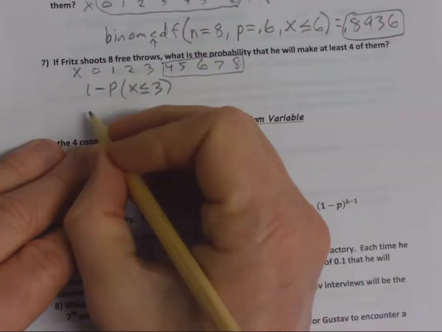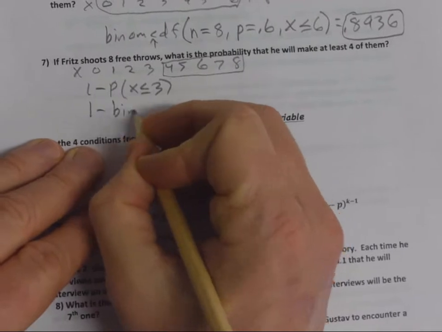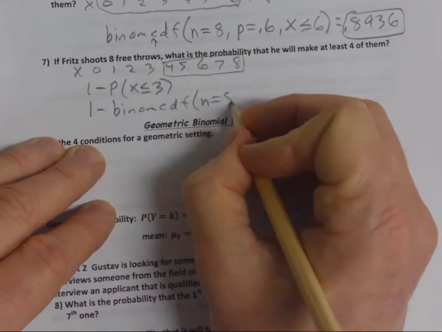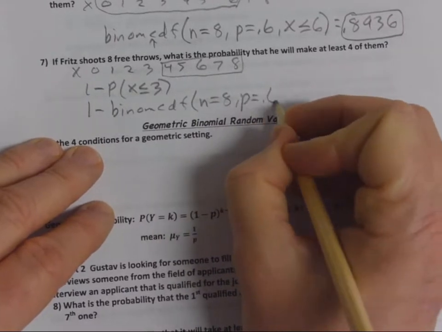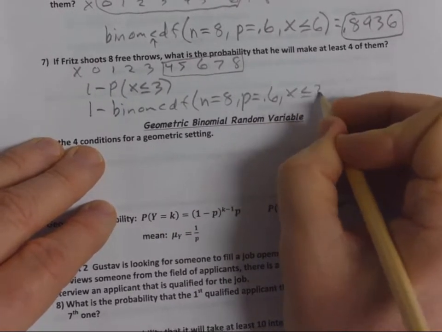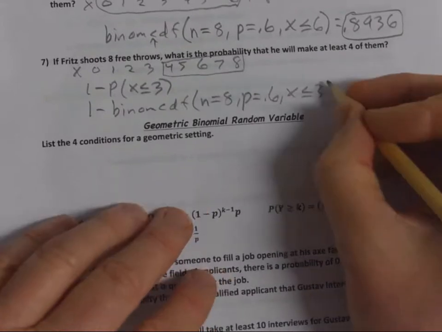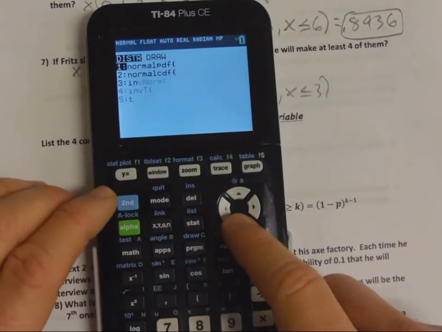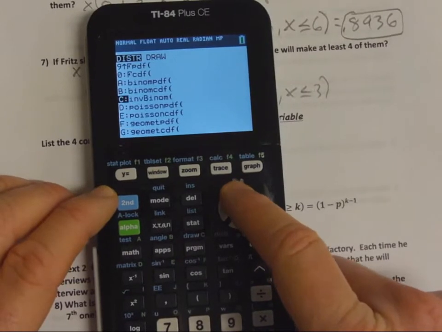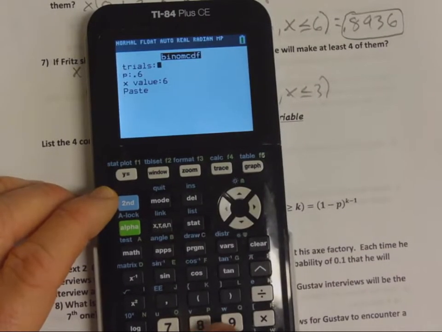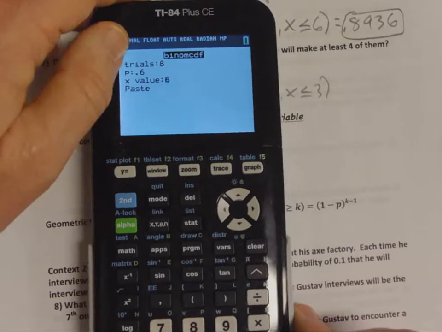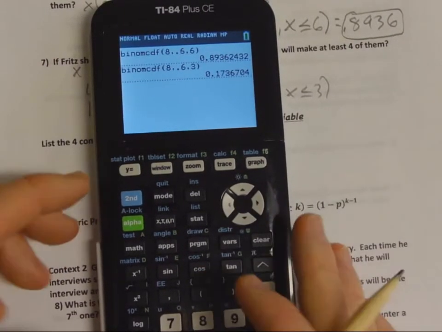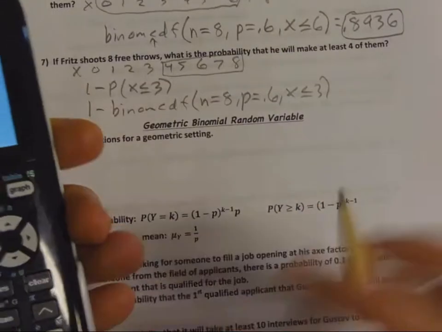And so therefore, our answer is going to be 1 minus binomial CDF, where my n is equal to 8, my p is equal to 0.6, and my x is less than or equal to 3. So when you do that, let's do that. I will do second distribution, and I go down to binomial CDF. And so we are going 8 and 0.6, and my x value is 3, so it's CDF 3 or less. So the probability of 3 or less is 0.1737 approximately.